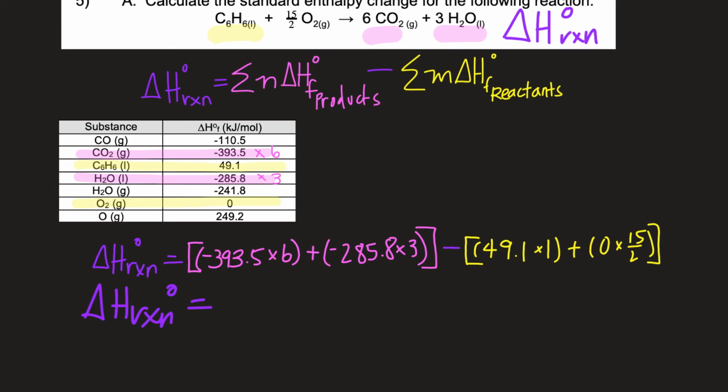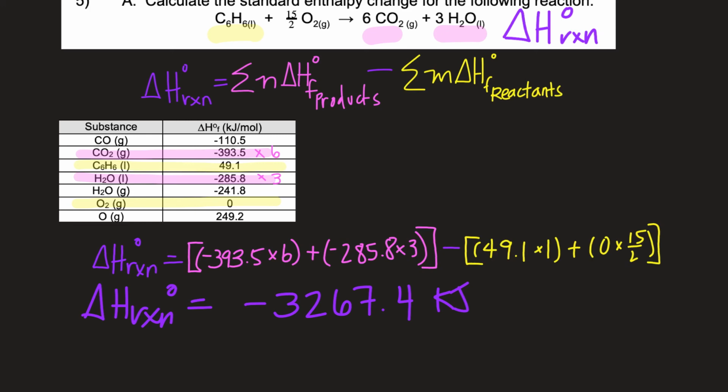I plugged my numbers into the formula, and when you do the calculation, you should get negative 3,267.4 kilojoules. Notice here that you have kilojoules per mole, but in multiplying through by the coefficients, the mole cancels. So this is kilojoules. It's typically said as kilojoules per reaction, so per one time of the reaction going through.